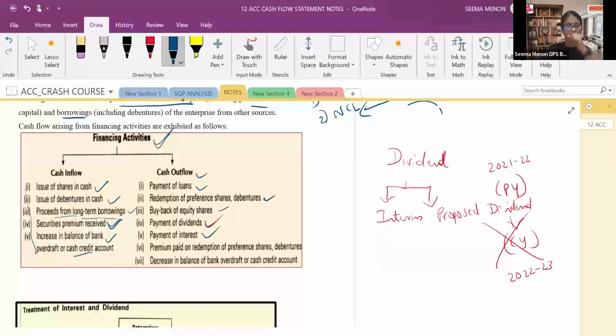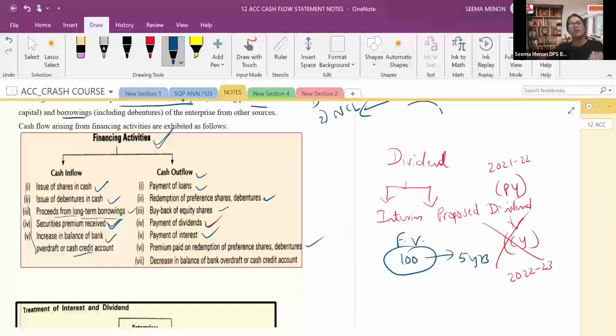Premium paid on redemption of preference shares and debentures. What do you mean by that? We are issuing the debentures for ₹100. In the market, we sold the debenture for ₹100. There is a stipulated time limit for issuing the debenture or preference shares, whatever may be. Suppose we are issuing debentures for 5 years. After 5 years, we have to redeem these to the debenture holders or preference shareholders. In my example, it is their face value. Face value is ₹100. That means we are issuing.